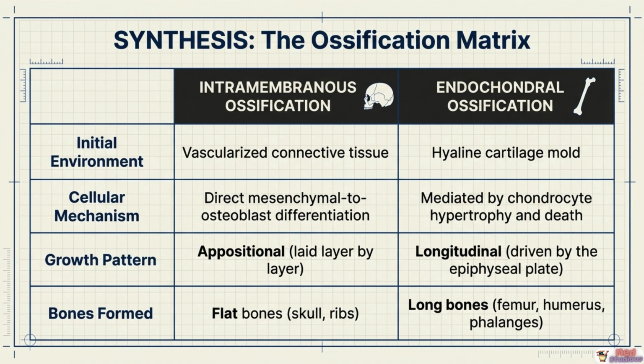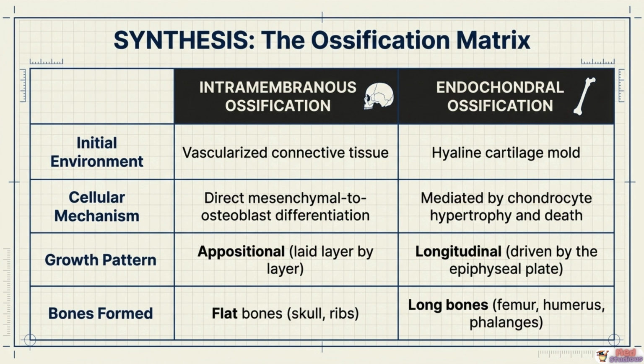Starting with the initial environment, intramembranous ossification begins in highly vascularized connective tissue, rich in mesenchymal stem cells. Endochondral ossification begins with a preformed hyaline cartilage mold. Cellular mechanism: intramembranous uses direct mesenchymal to osteoblast differentiation. No intermediate cell type required. Endochondral is mediated entirely by chondrocyte hypertrophy and death. Cartilage must be produced and then systematically eliminated before bone can form.